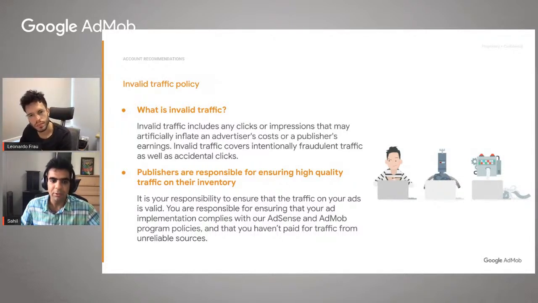Invalid traffic includes any clicks or impressions that may artificially inflate an advertiser's cost or a publisher's earnings. Invalid traffic essentially covers fraudulent traffic as well as accidental clicks. We understand that a third party may generate invalid traffic on your ads without your knowledge or permission. However, at the end of the day, it is the publisher's responsibility to ensure that the traffic on your ads is valid. You are responsible for ensuring that your ad implementation complies with our AdMob program policies and that you haven't paid for traffic from unreliable sources.